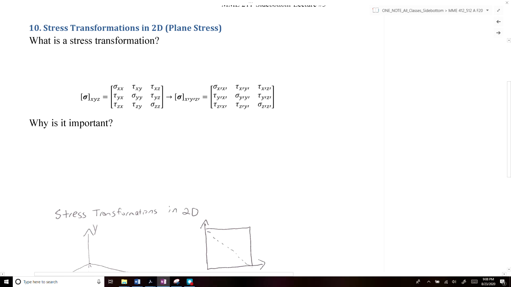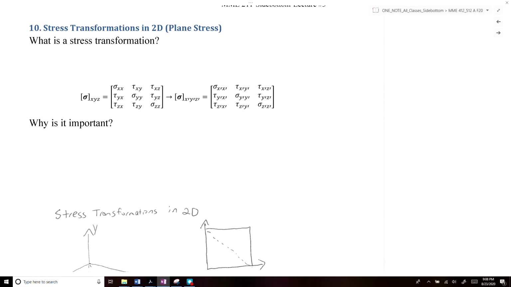We're going into the second chapter of the textbook now, and the topic of the second chapter is all about stress transformations. So in this video, we're going to talk about how you can transform a state of stress from 2D in 2 dimensions. All right. The first thing we're going to do here is ask: what is a stress transformation?